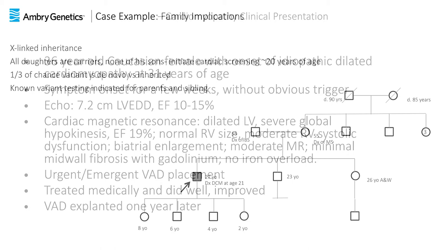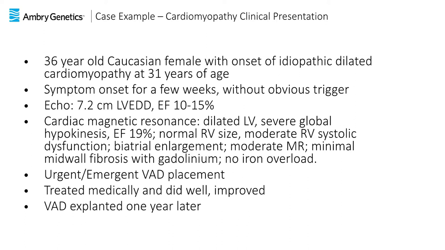We'll now move on to a case example for a cardiomyopathy patient. This was a 36-year-old Caucasian woman, and she had had onset of an idiopathic, severe dilated cardiomyopathy when she was just 31 years of age. She had had symptom onset for a few weeks without any known obvious trigger at all. She underwent echocardiogram, and this showed a left ventricular end-diastolic dimension of 7.2 centimeters, so definitely a quite enlarged left ventricle. Her ejection fraction was approximately 10 to 15%.